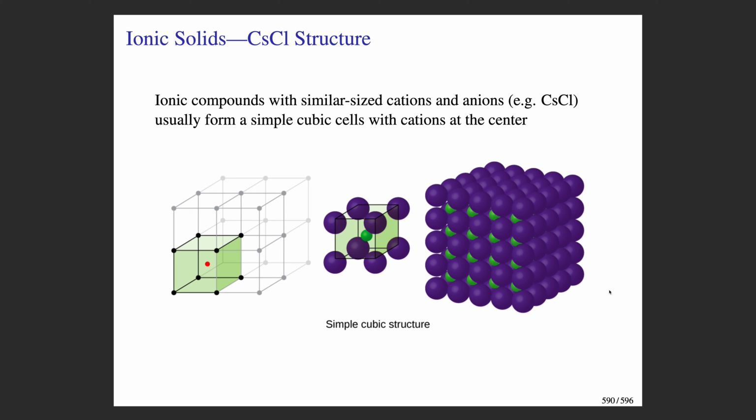So there are different themes that are similar, and a lot of different compounds have similar structures. There's the cesium chloride structure that you're looking at here, where the anions are on the corners of the crystalline structure, and then the cation is in the center. So it's a simple cubic structure of anions with the cation occupying the middle.